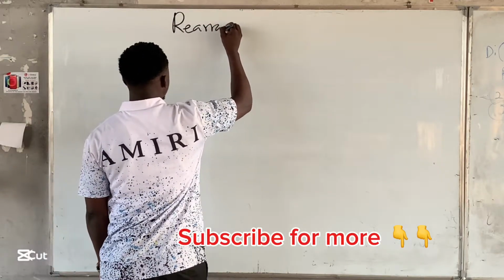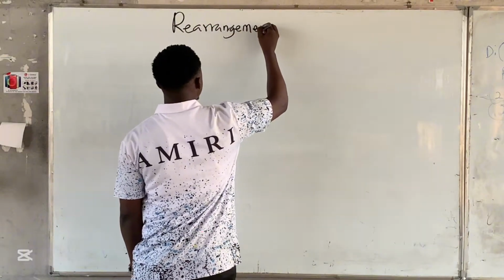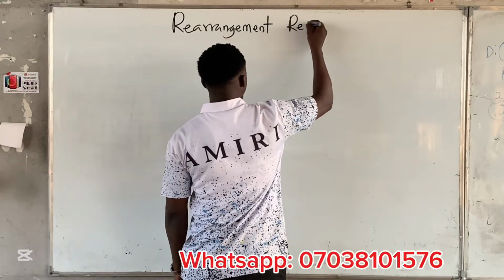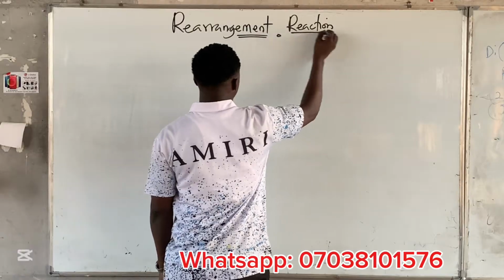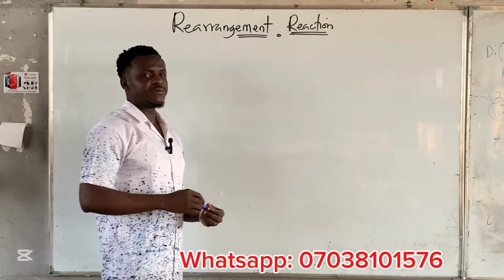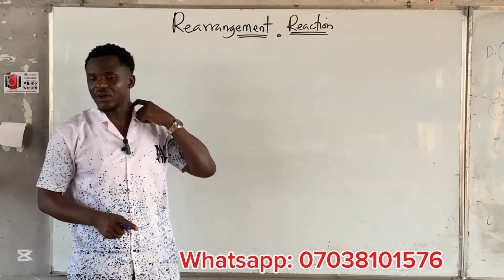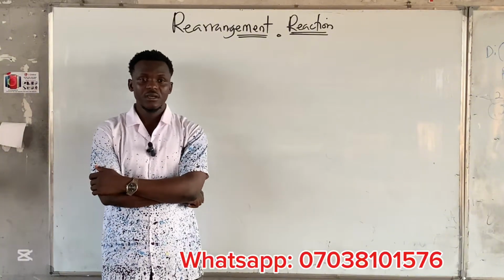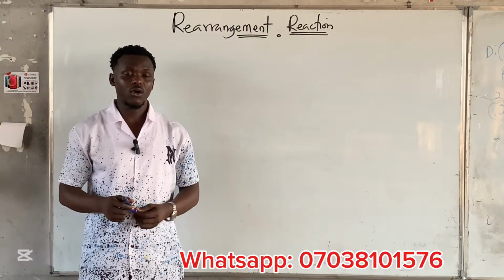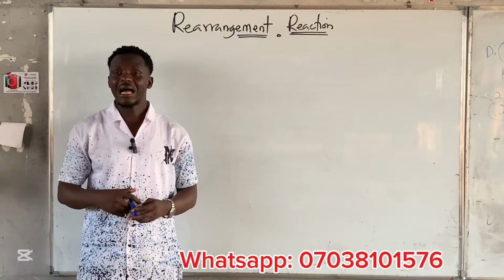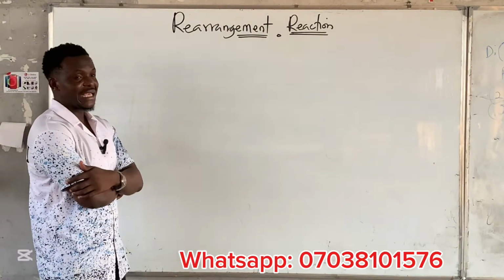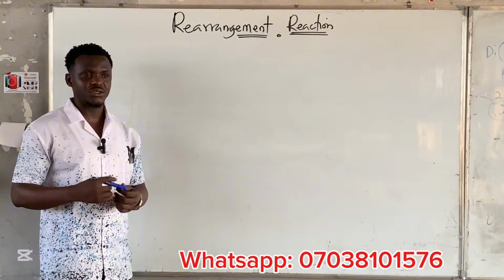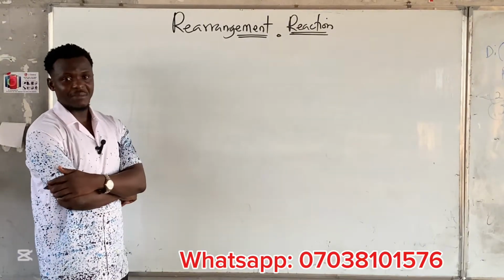Rearrangement reaction. Now, a rearrangement reaction is an organic reaction that involves the migration of a group or an atom from a center, which is a migration origin, to another, which is a migration terminus.